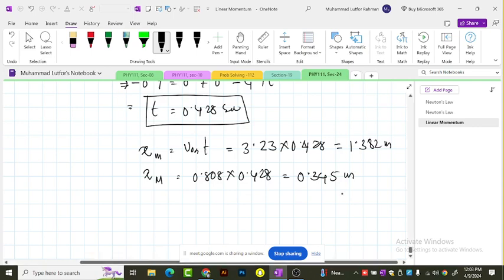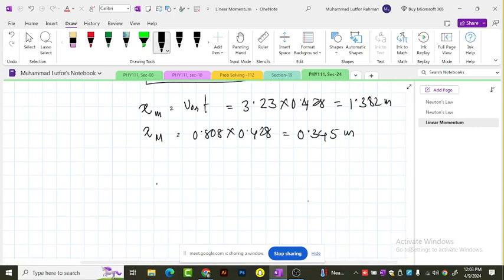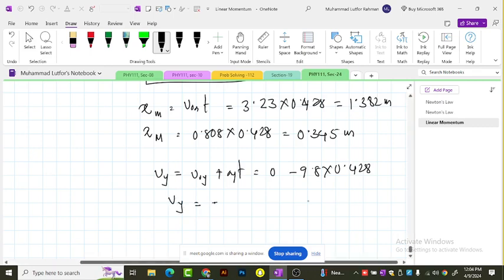But they will strike the ground at the same time with different velocities also. Let's find out that velocity. I'm going to find out the y component first. The y component will be the same for both blocks. It should be v naught y plus a_y t, which is 0 minus 9.8 into 0.428, which gives me v_y equal to minus 4.2 meter per second. This is the velocity y component.